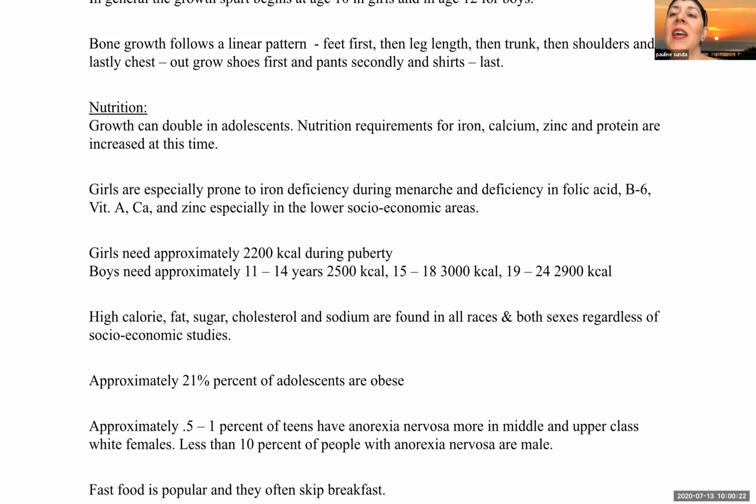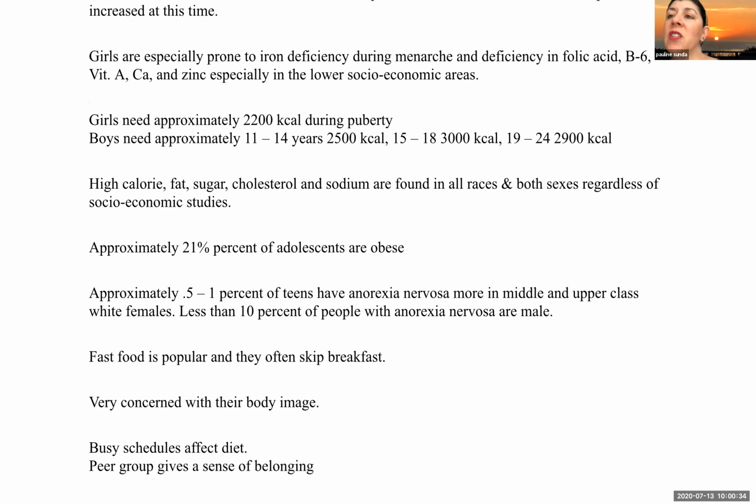Nutrition. Growth can double in adolescence. Nutrition requirements for iron, calcium, zinc, protein are increased at this time. Girls are especially prone to iron deficiency during menarche and deficiency in folic acid, B6, vitamin A, calcium, and zinc. This especially occurs in lower socioeconomic areas.